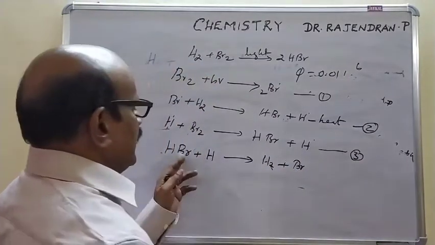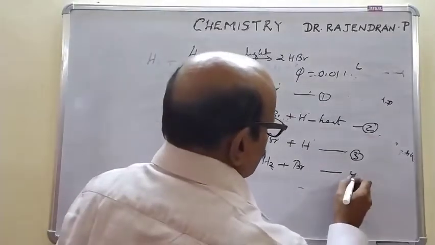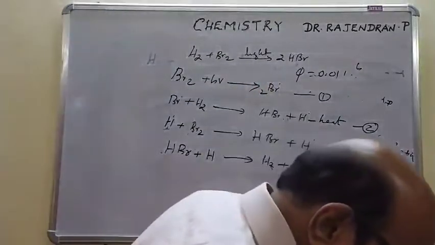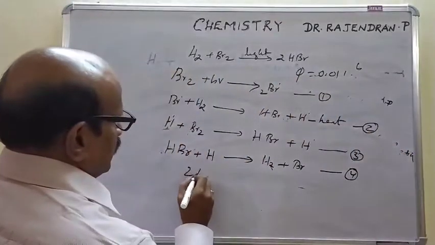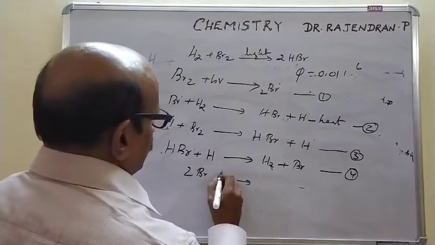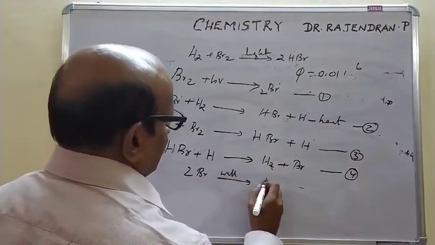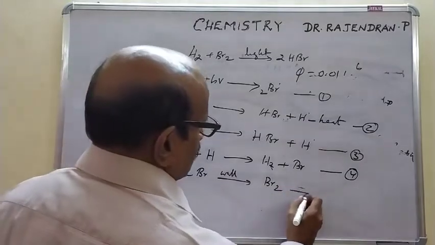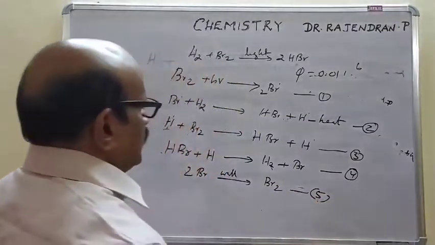This is the chain retardation step. Therefore, additional item: chain retardation step. Then 2Br combines in the presence of a third body, giving Br2. That is chain termination.